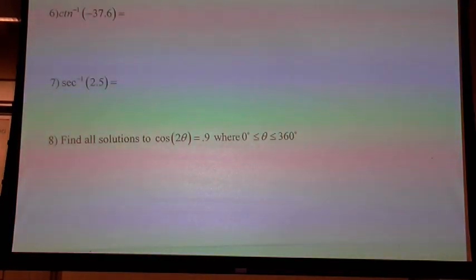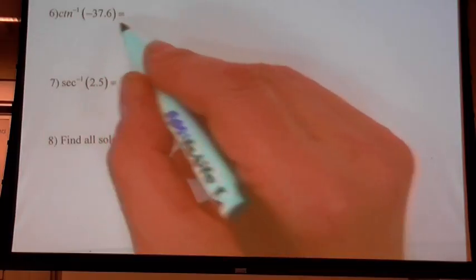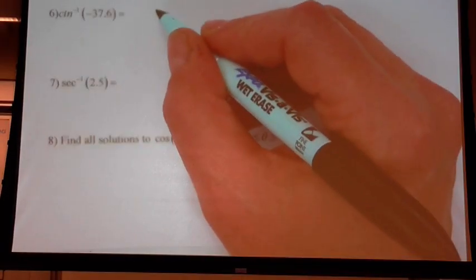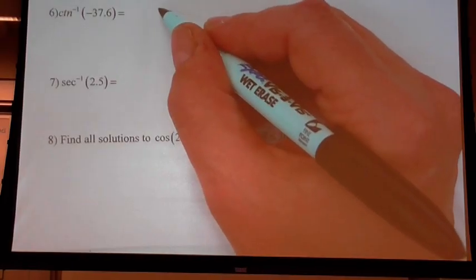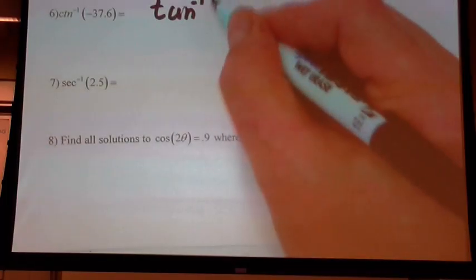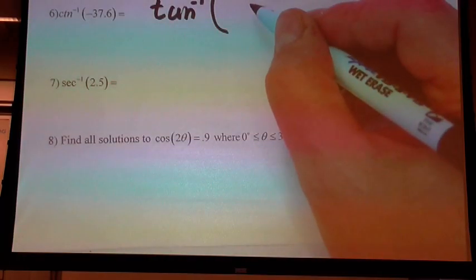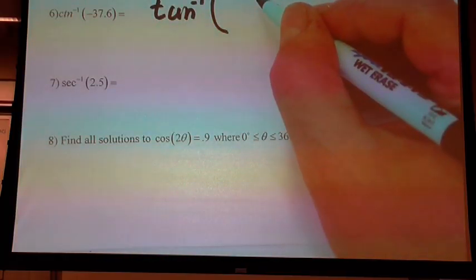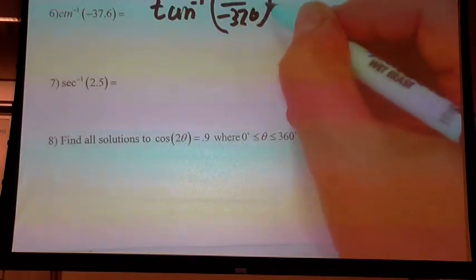Right, so these should be pretty simple at this point, right? If I want to find the inverse cotangent of this value, what am I going to use on my calculator? Tangent inverse. Tangent inverse of what? 1 over negative 1 over negative 37.6. All right.